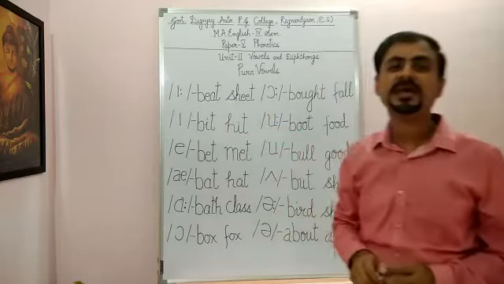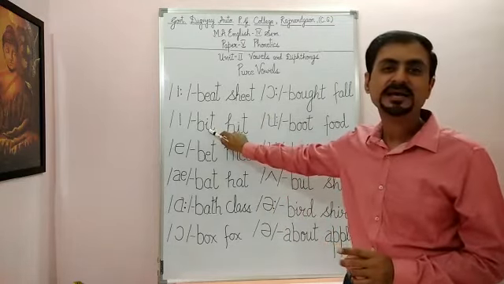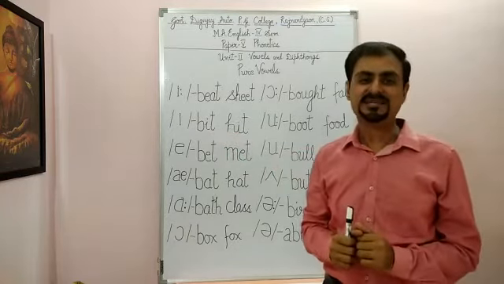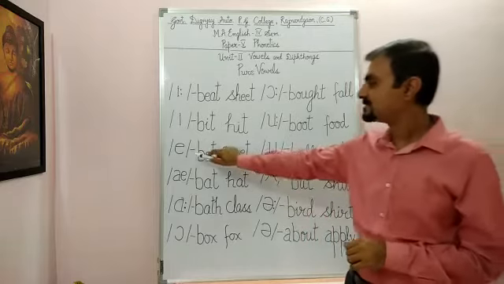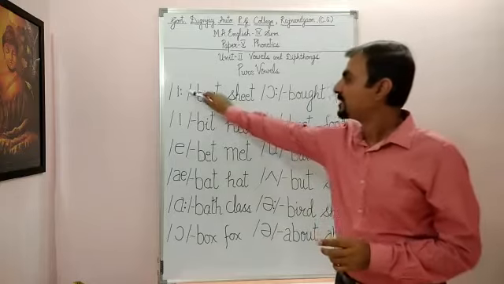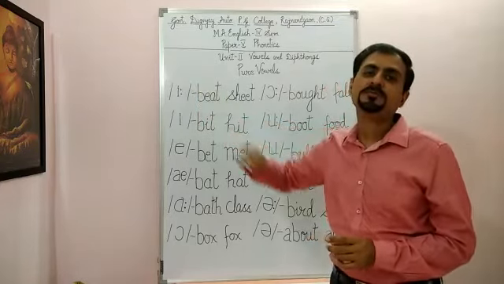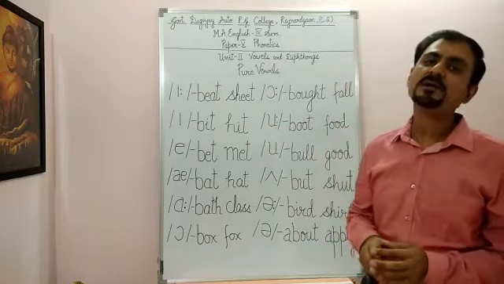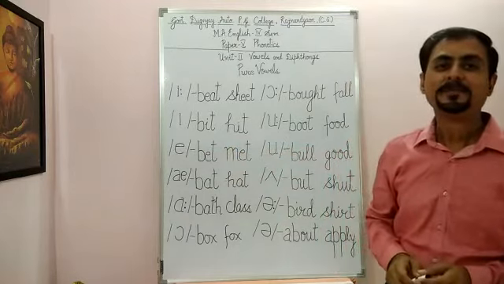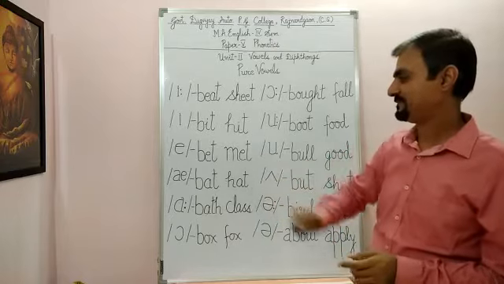Second vowel is /ɪ/. It is a short vowel. /ɪ/ as in bit, hit, sit, kit. Next comes /e/. It is also a short vowel. Whichever vowel has got the mark of a colon are long vowels and the rest of them are short vowels. So the third vowel, /e/, as in bet, set, met.